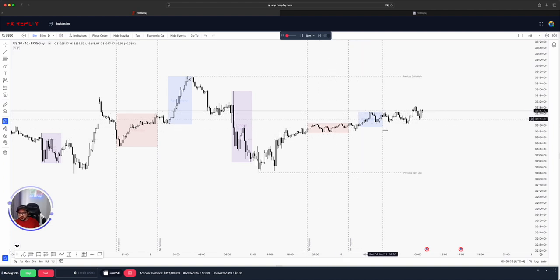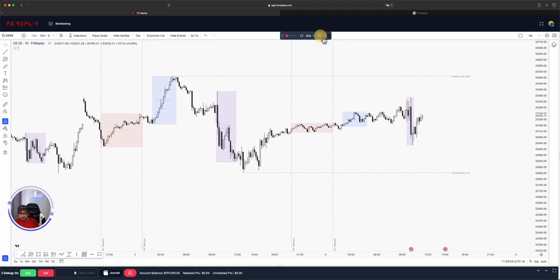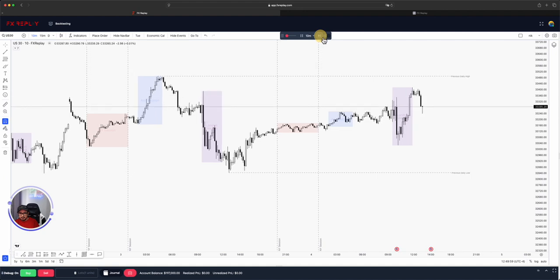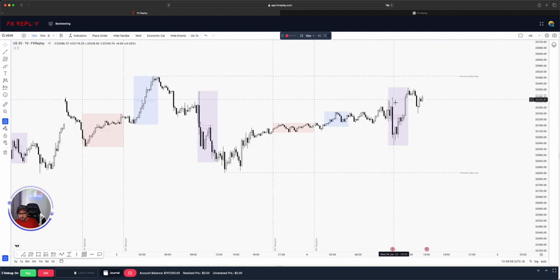The Asian session was ranging, the London session was ranging, and NYSE opens in between PDH and PDL. So we'll wait for either side of PDH or PDL to get liquidated. Let's see which gets taken out within the session. Okay, so nothing gets taken out within our 2.5 hour session, which is 9:30 a.m. to 12 p.m.